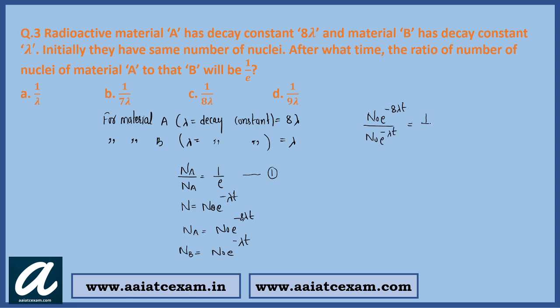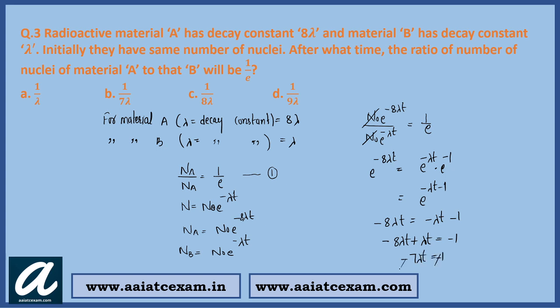This should be equal to 1 upon e. So N naught cancels out. Students, it will become e raised to the power minus 8 lambda t upon e raised to the power minus lambda t, and this should be equal to e raised to the power minus 1. So minus 8 lambda t plus lambda t should be equal to minus 1. Minus 7 lambda t equal to minus 1.